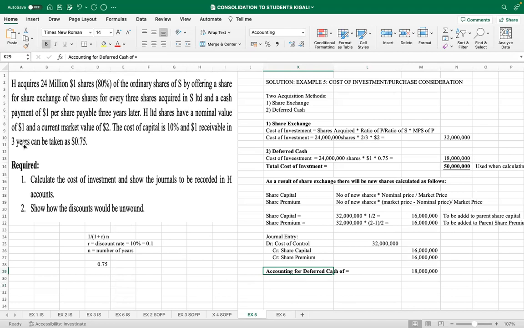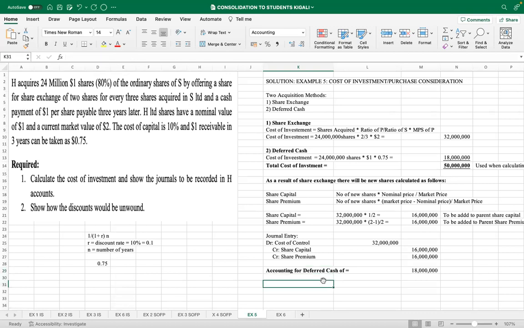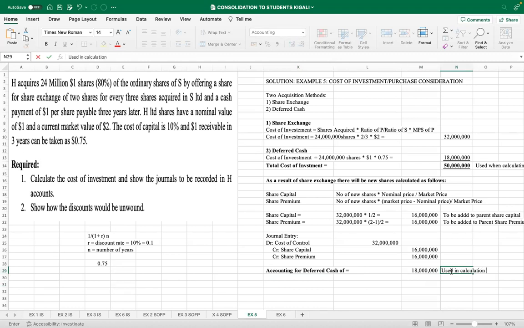Remember, the payment was to be after 3 years. The cost of capital is 10%, and $1 receivable in 3 years is 0.75. Because it's after 3 years, the non-current liability, first of all, is 18 million. We have said 18 million goes to goodwill, used in calculating goodwill, just like the share exchange.